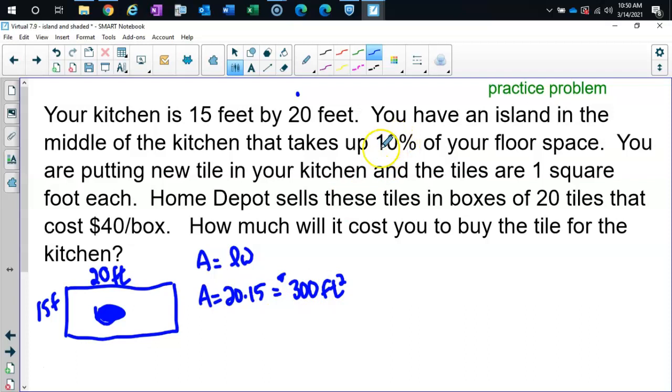Now, second step, let's figure out how much square footage we're losing for the island. So find 10% of 300. Go.